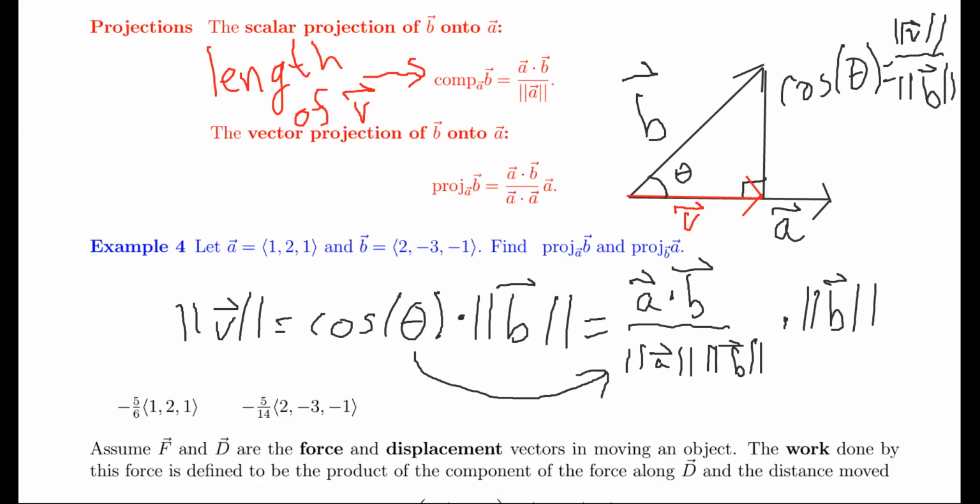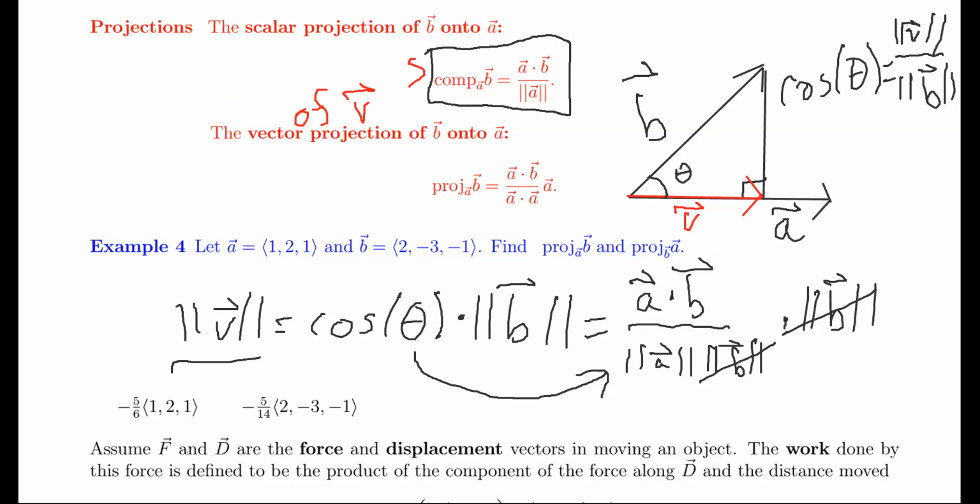And here, when we write this out, this tells us that the magnitude of V is, well, we can cross off the magnitude of B here because those two cancel each other. So the magnitude of V, this vector, is A dotted with B divided by the magnitude of A. And that is exactly this formula up here. So the component of B along A is the dot product of A and B divided by the magnitude of A. And again, what does that mean? That is just the length of the vector V here.